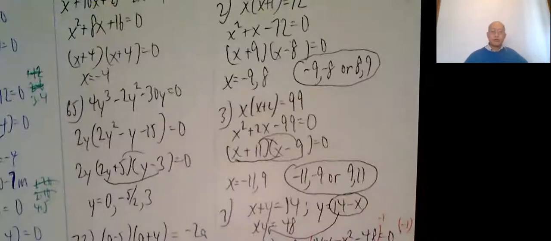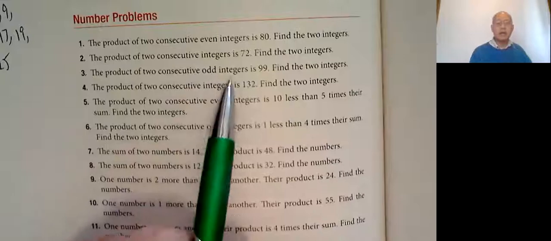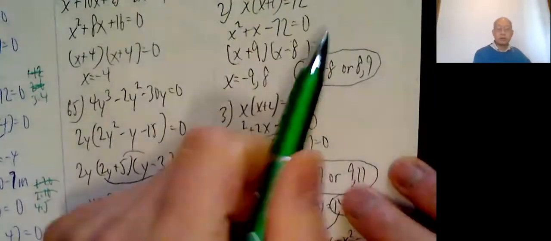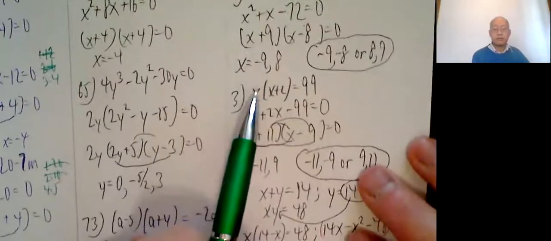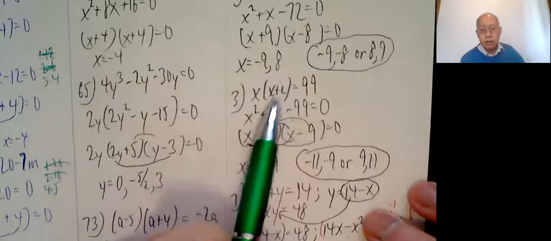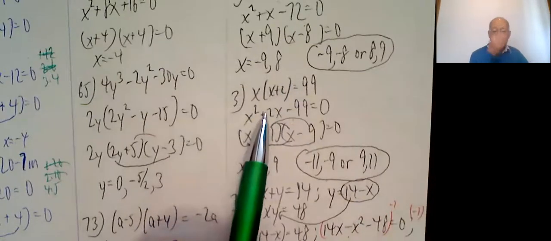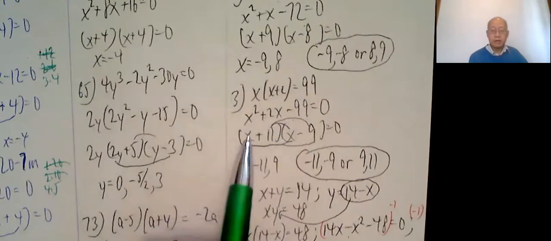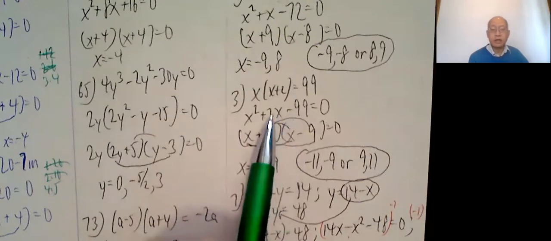Okay. Number 3, the product of two consecutive odd integers is 99. Find the two integers. So odd integers are 2 apart, like 1, 3, 5, 7, 9, 11. So the smaller one is x, the larger is x plus 2. That equals 99. Subtract 99: x squared plus 2x minus 99 equals 0. Factor, x squared is x times x. What two numbers have a product of 99 and they differ by 2?